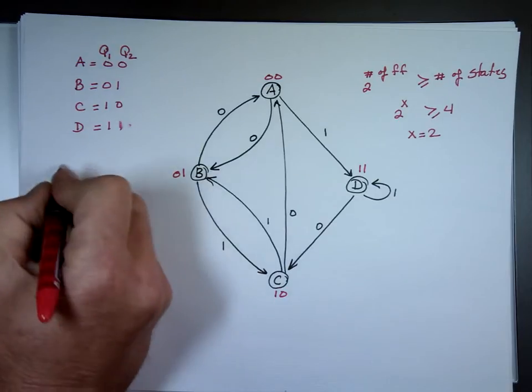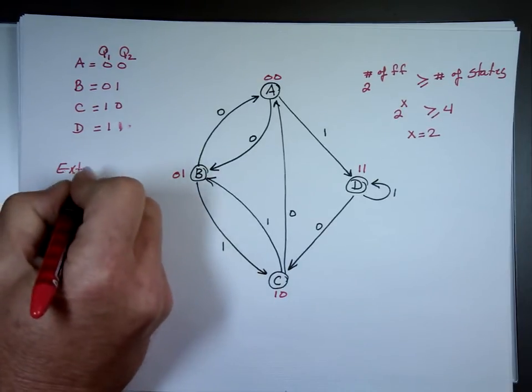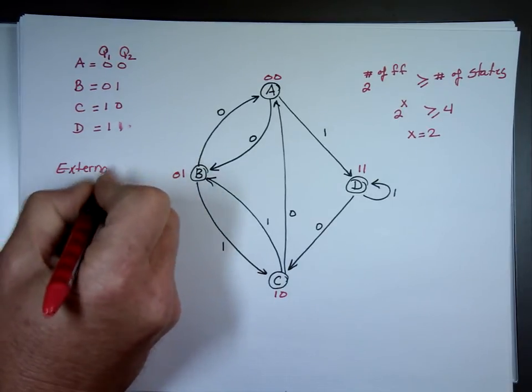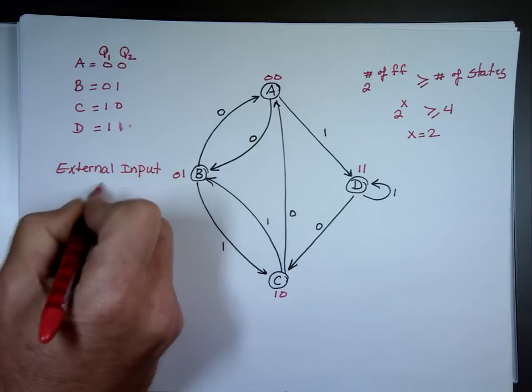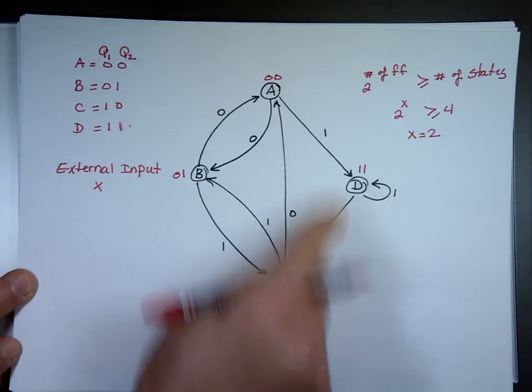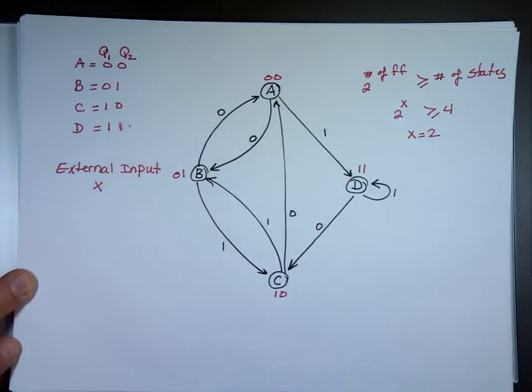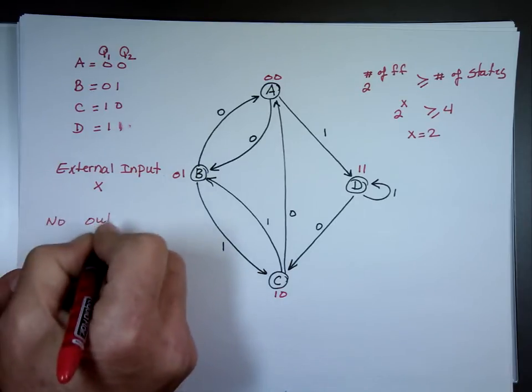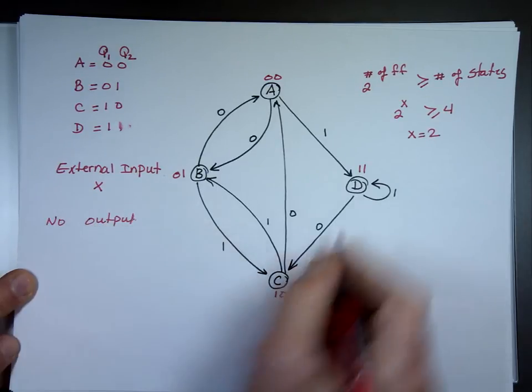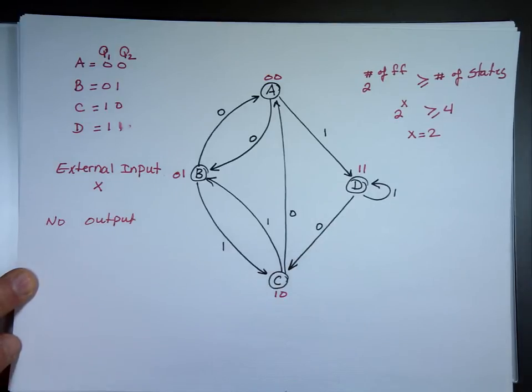Now, external input. We only have one. We'll call it X. That's these guys, the 0 and the 1. We don't have any output, because I don't see a slash giving the output 0, 1. So no output. I don't have to deal with that.